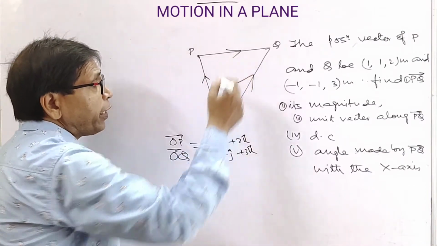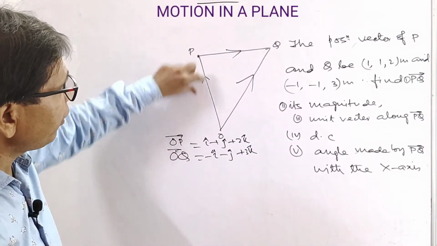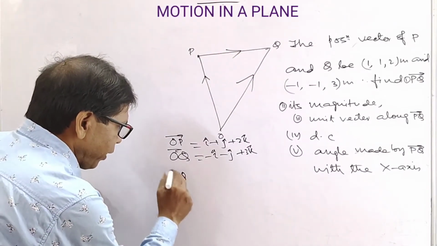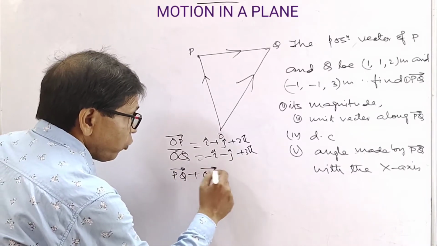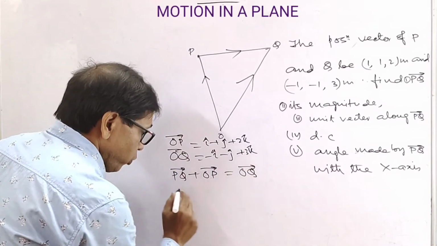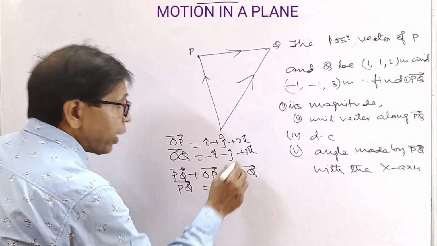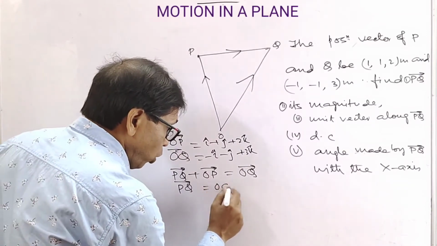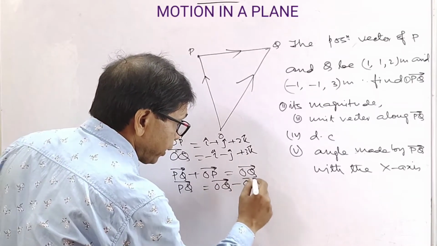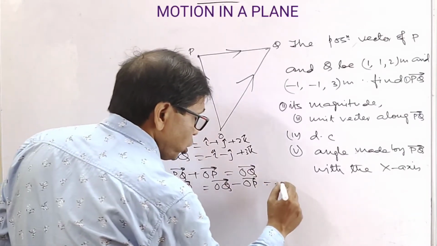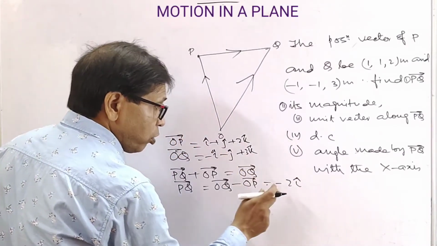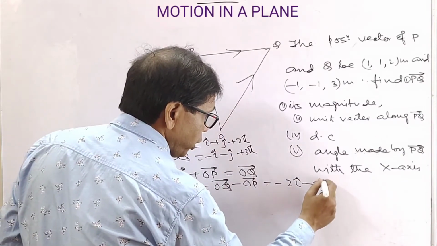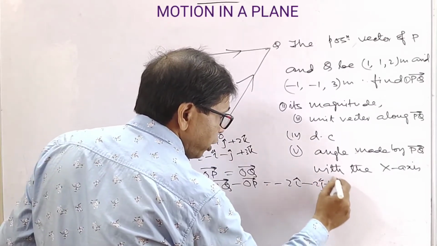Now look at this, from the triangle of vector addition, this vector plus this vector equals this vector. So PQ vector plus OP vector equals OQ vector. Therefore PQ vector is equal to this minus this. So the PQ vector is the OQ vector minus the OP vector. So this minus this is minus 2i cap, this minus this is minus 2j cap, and this minus this is k cap.